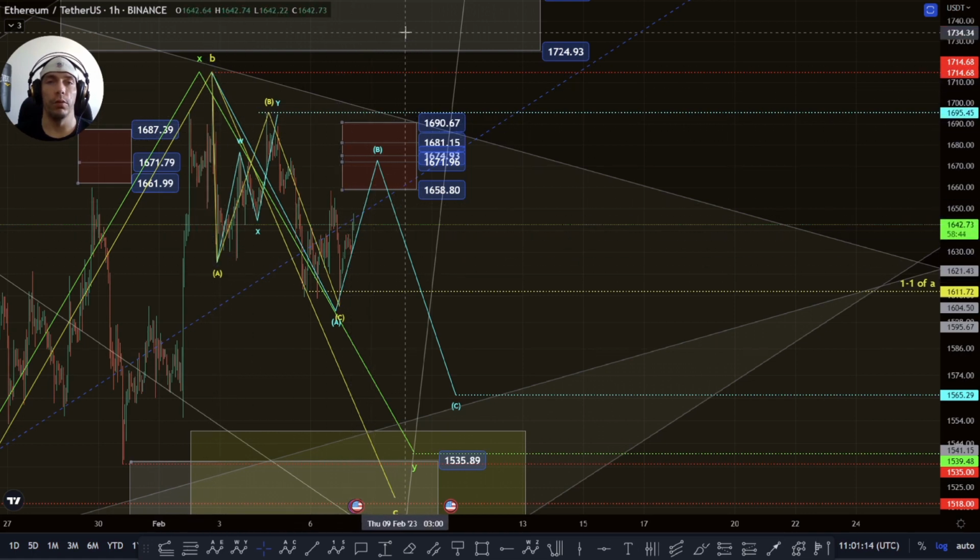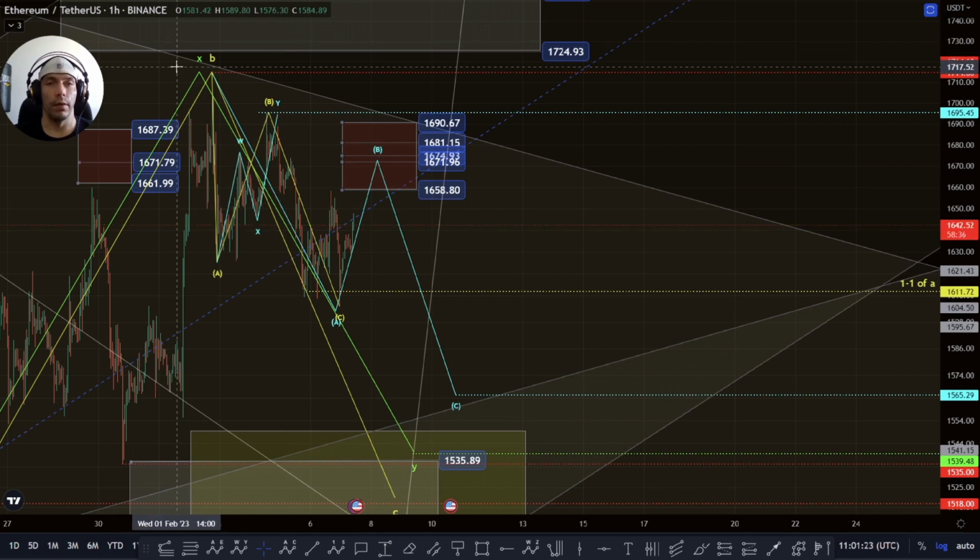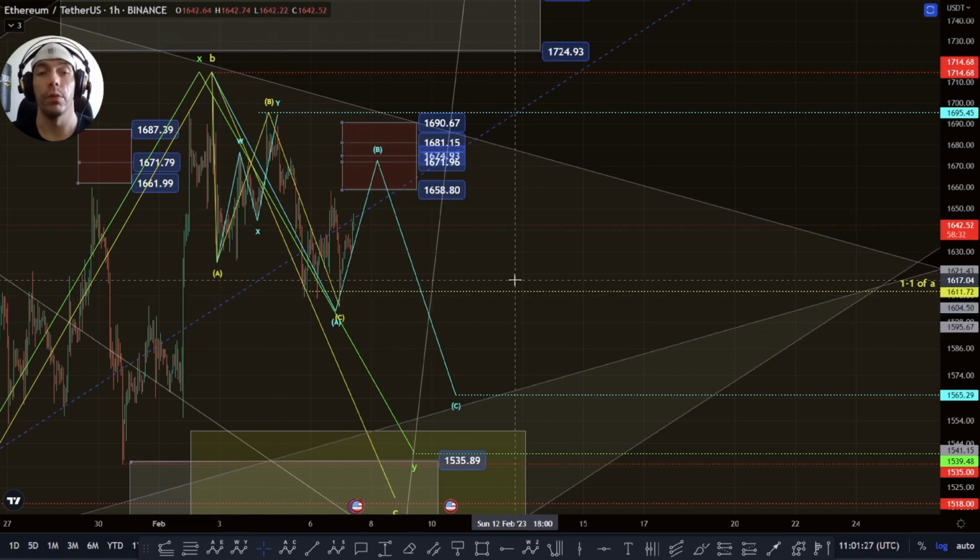It is possible we could form a flat in the Y wave, where this actually takes us high and then drops down. But it's more likely that if we break back up here, we're following one of the other options. So we're going to go over a few things within the video, so make sure you stay tuned to see them all.